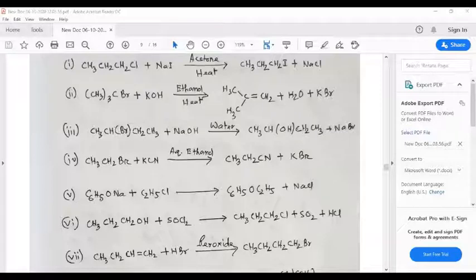Alkyl halides when treated with a base, where we do not need an alkene to form, we have to use aqueous base, aqueous alkali. So aqueous alkali is going to react with alkyl halide to form alcohol.